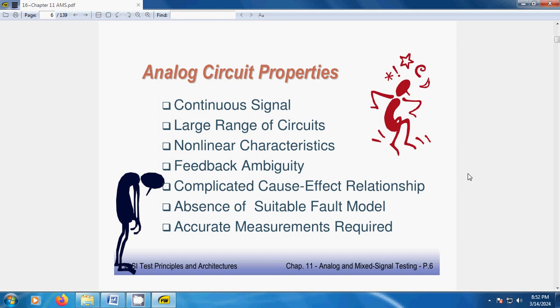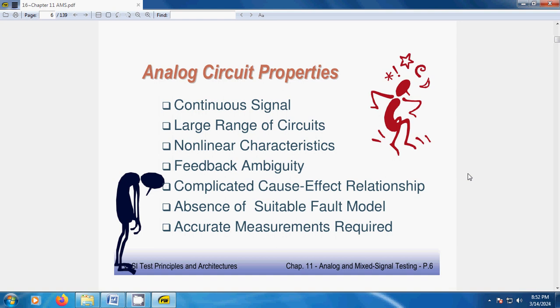And on the other hand, you have oscillators that need positive feedback for satisfying the Barkhausen criterion and for operating in that manner. And then if you go for feedback, there is a very complicated cause and effect relationship. Let me explain it later with an example.